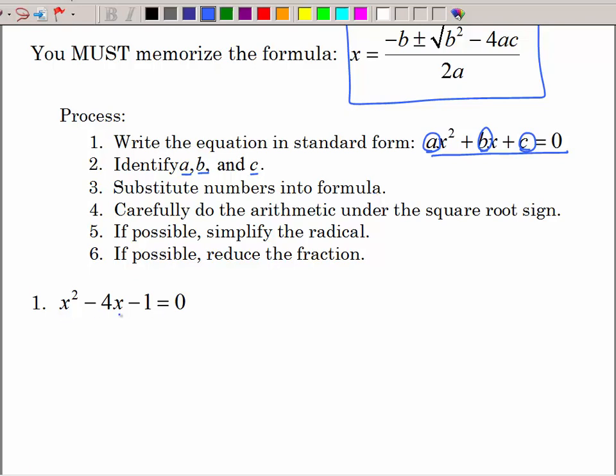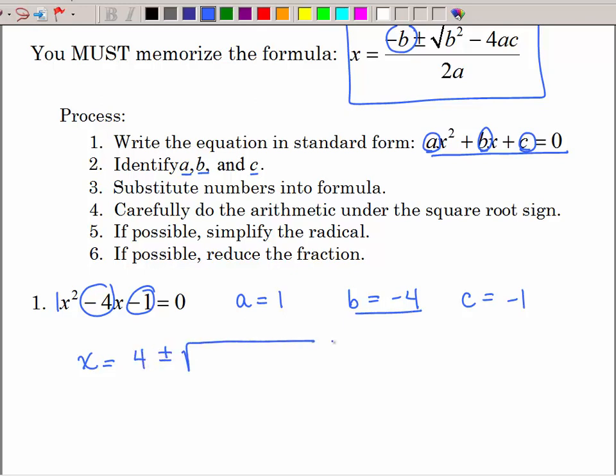Right, so let's look at this first example. It's in standard form. A is the number in front of x squared. B is the number including the sign in front of x. And C is your constant. So that's pretty easy. Now we have to substitute it into the formula. So x equals, now this says negative b. I want you to think about that as being the opposite of b. So the opposite of negative 4 is positive 4.